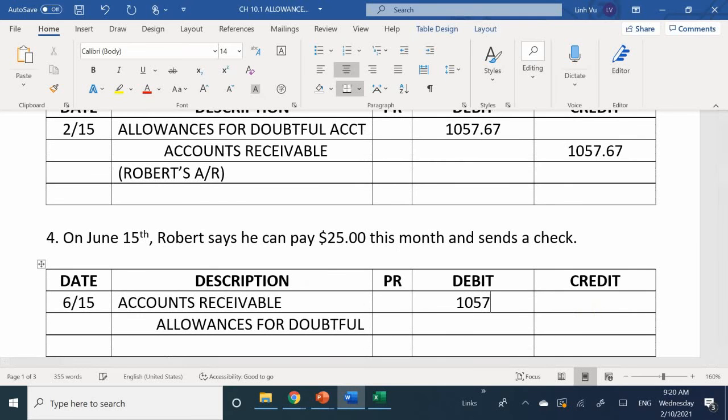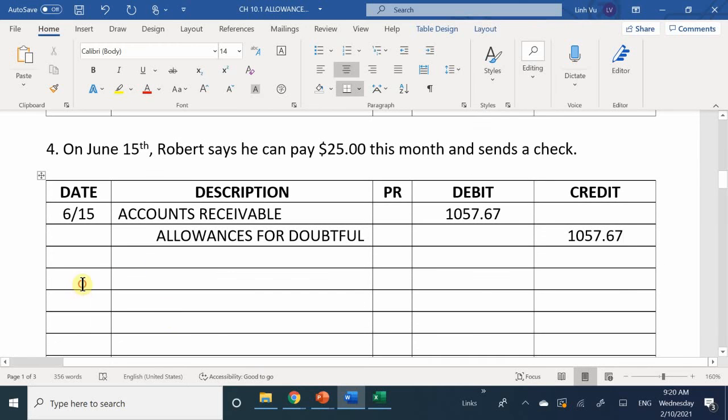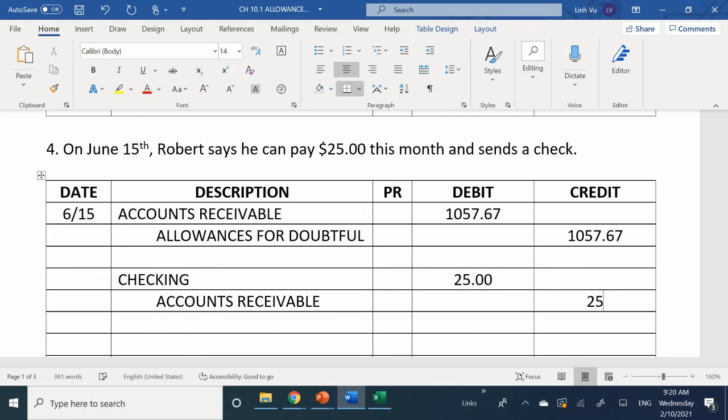So we're going to reverse the 1057.67. Okay, we're going to reverse the amount. And then now we are able to validate the payment. So what did we receive from him? Check. Yes, we received a check and it's going to go straight to our banking account, right? And then we're going to decrease the amount that he actually owes us. Okay. So again, we're going to decrease it by $25.